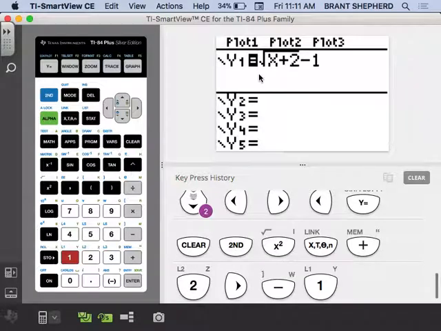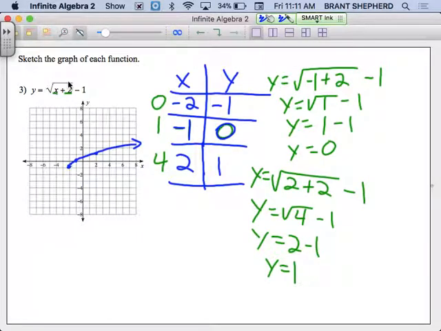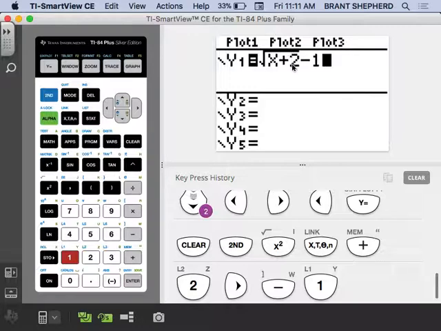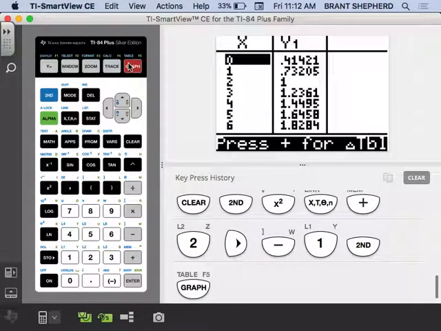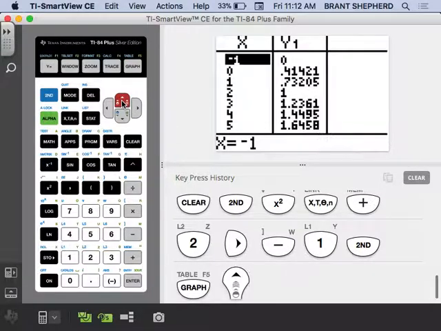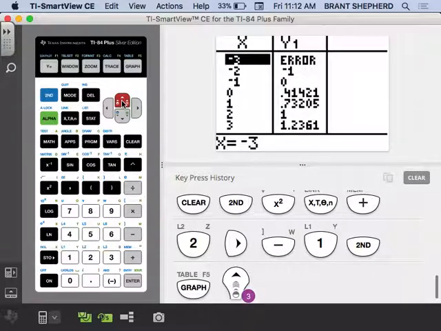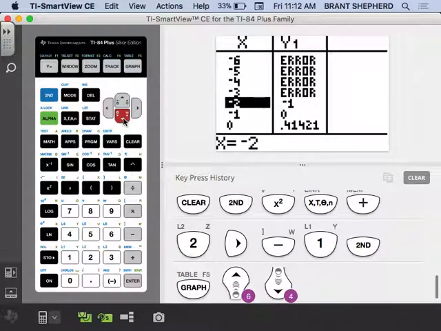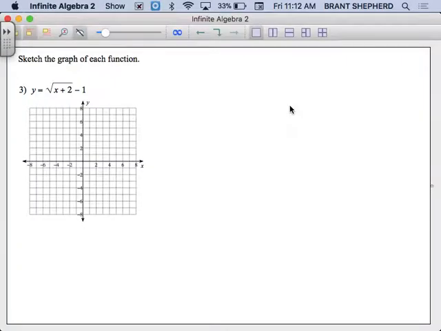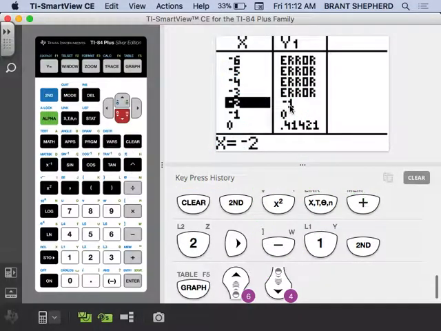And so what I have here for y equals square root of x plus 2 minus 1 should look exactly like what's on the page. The radical stops at 2. And then I'm going to hit second table. And I look up and I have some errors, and so my starting point is going to be where those errors stop, which is at negative 2, negative 1, which is what we had on our table.